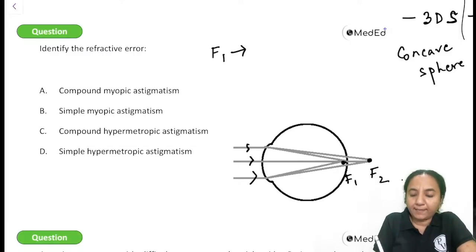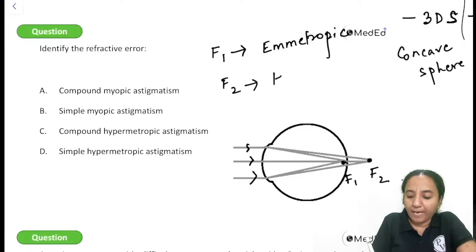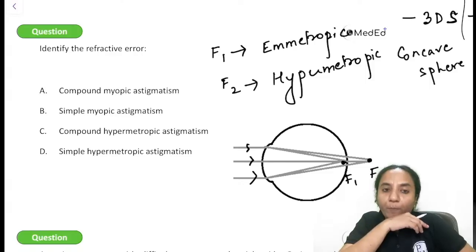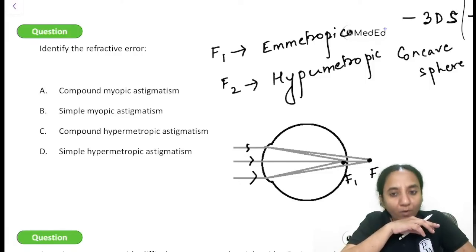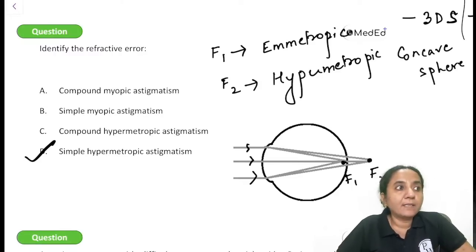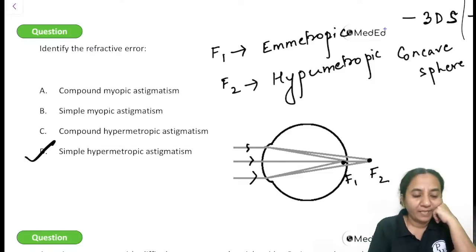Here see, one of the two axes, that is F1, is emmetropic because F1 is meeting on the retina. Whereas the other axis F2 is hypermetropic. So one axis is meeting on the retina and the other axis is meeting behind the retina. Correct, this is called simple hypermetropic astigmatism. One axis is normal or emmetropic and the other axis is hypermetropic. This is SHA, simple hypermetropic astigmatism. Okay, shall we go to the next one?